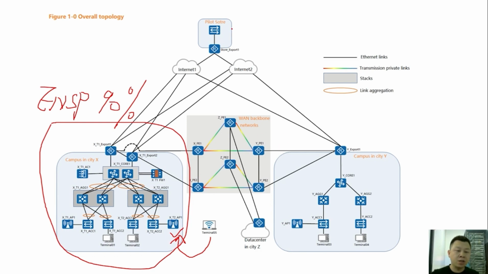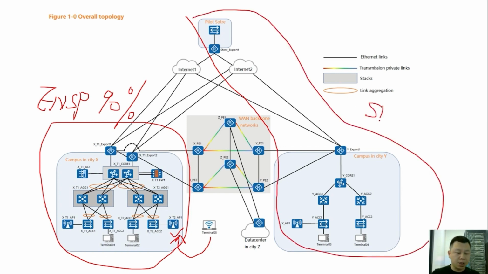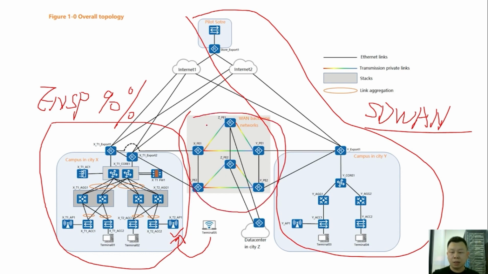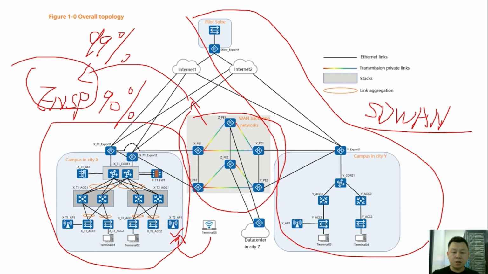Then there's the campus in City Y and the pilot store, which is this part, and the SD-WAN section. This section must be implemented through our remote physical rack access. And the middle part is our transmission backbone network. This network can also be implemented using ENSP, about 99% achievable. This introduction covers the entire topology.